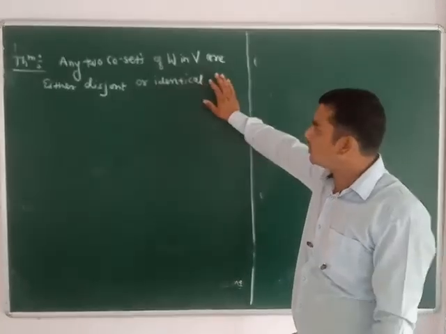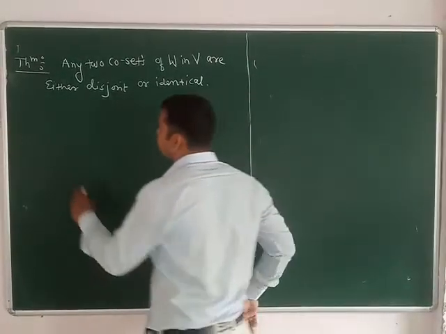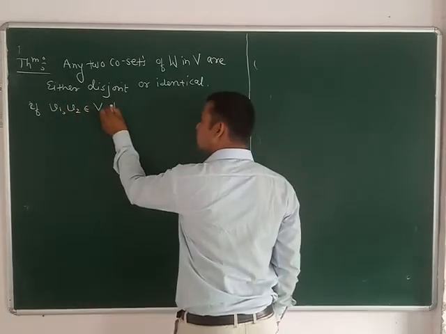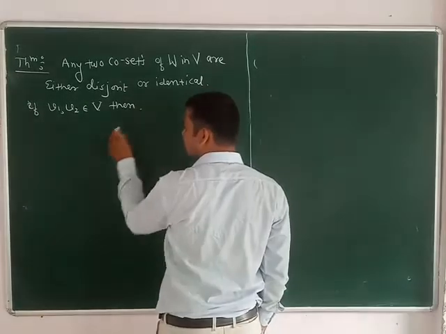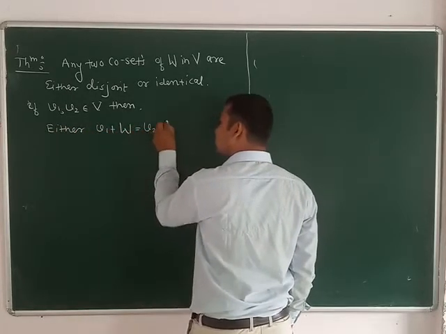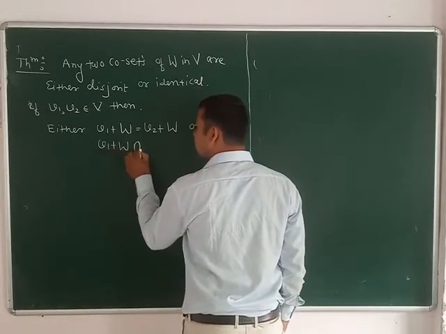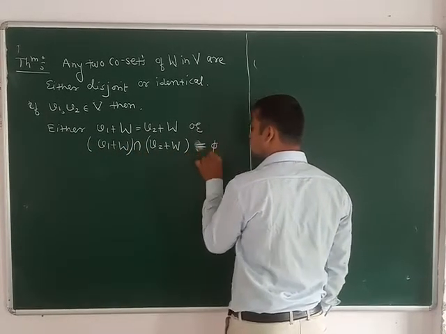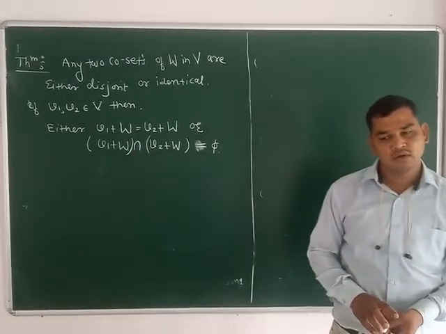That is, let V be any vector space, and if you consider any two cosets, then they are either disjoint or identical. What does it mean? If P1, P2 belong to capital V, where V is a vector space and W is a subspace, then either P1 plus W is equal to P2 plus W, or the intersection of P1 plus W and P2 plus W is empty. That is, any two cosets are either disjoint or identical.